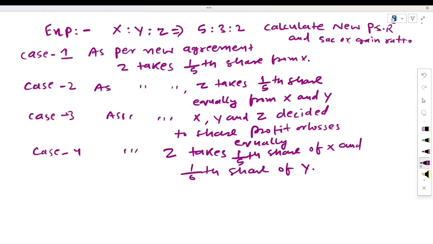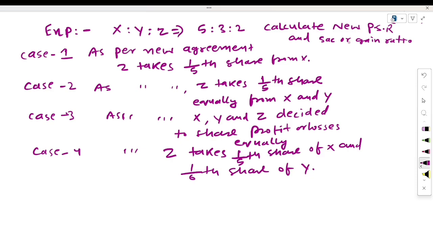Now this is another example. With the help of this example, we will be able to understand how to calculate the new profit sharing ratio or sacrificing and gaining ratio. Here is the question: X, Y and Z are partners having their profit sharing ratio 5:3:2. This is their old ratio. We have to calculate the new profit sharing ratio and sacrificing or gaining ratio.